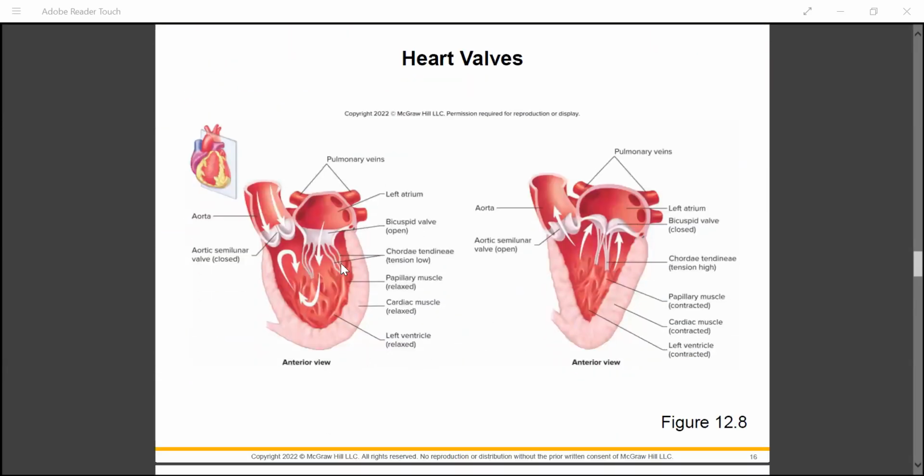So down here, these little strings and attachments, they're called chordae tendineae. These are our cusps. So this is the bicuspid valve open. You see they have 2 anchors here, bicuspid. And so this is the valve closed. So when these are relaxed, they can open. When these get taut, it's closing up.